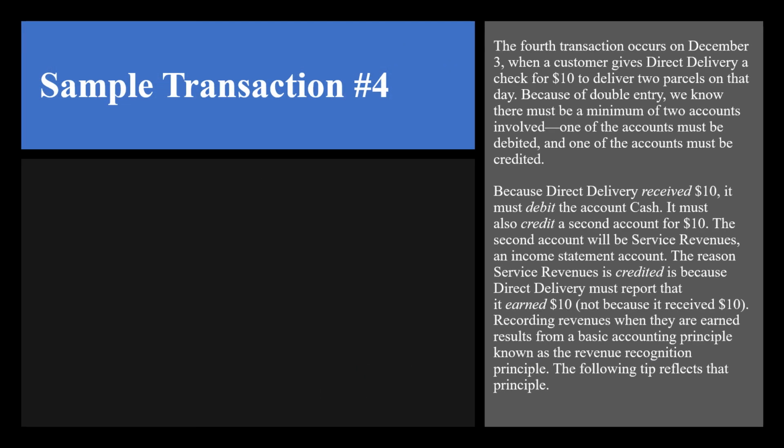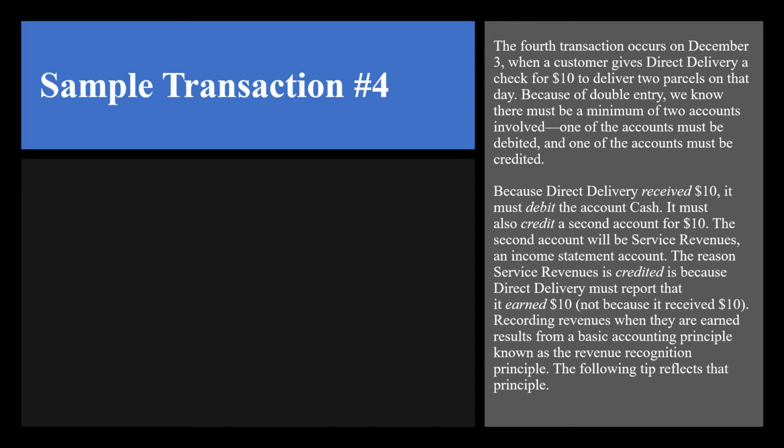Sample transaction number 4. The fourth transaction occurs on December 3rd, when a customer gives direct delivery a check for $10 to deliver 2 parcels on that day. Because of double entry, we know there must be a minimum of 2 accounts involved. One of the accounts must be debited, and one of the accounts must be credited. Because direct delivery received $10, it must debit the account cash. It must also credit a second account for $10.